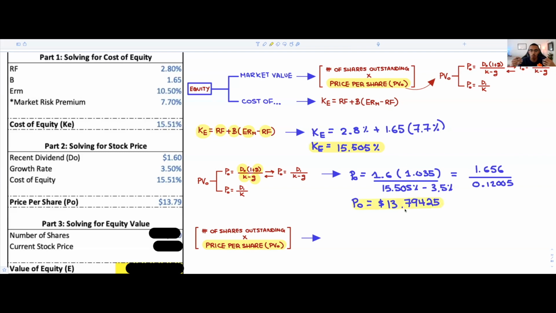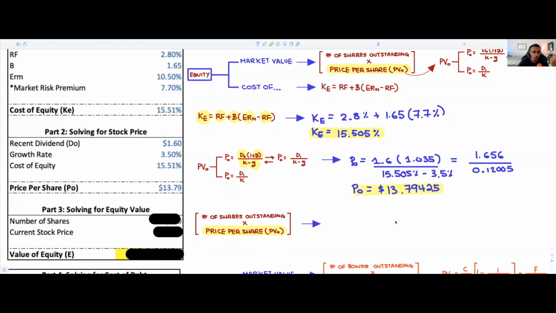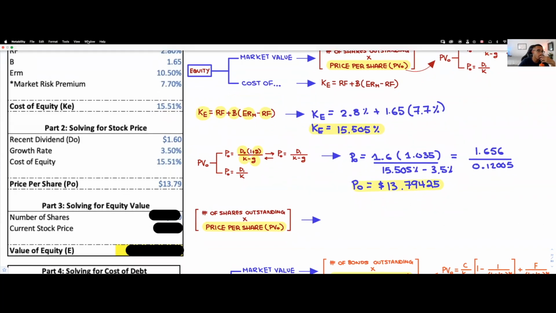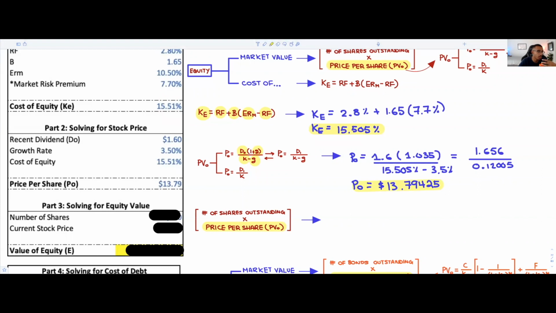So now that we have our price per share, we could actually go ahead and find the market value, okay? Because we know that in terms of number of shares outstanding, we have 0.95 million. So we have 950K. So we know that the market value of equity, okay, so we could call it equity, is going to be equal to 0.95 million multiplied by 13.79425. That's going to give you that equity.